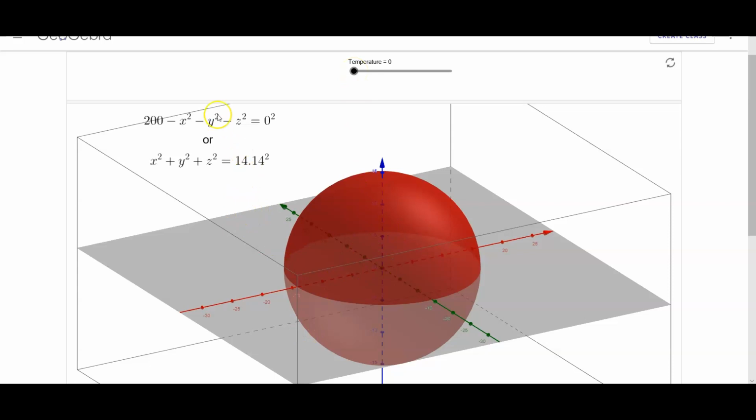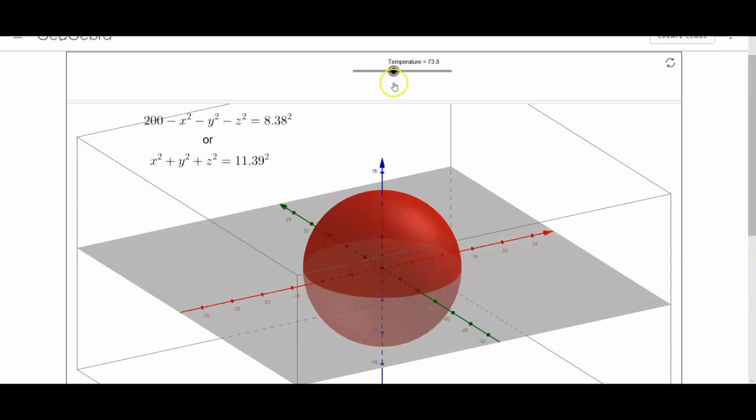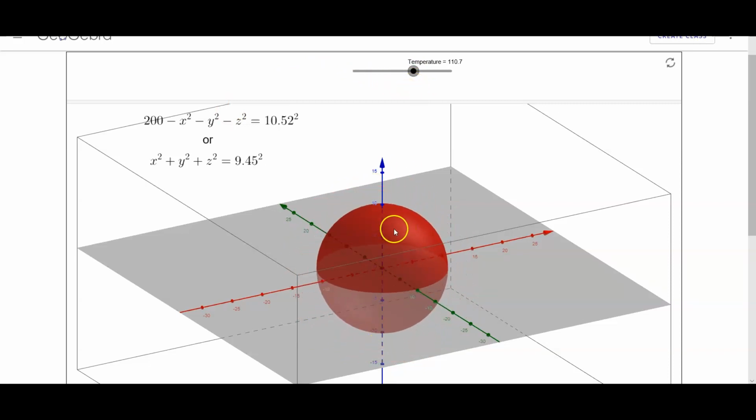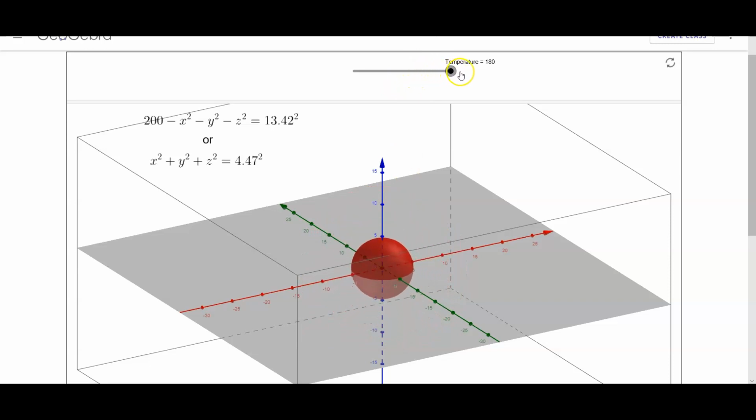So first of all, if you rewrite this and isolate x, y, and z, you have x squared plus y squared plus z squared. And I'll talk momentarily about why we wrote it as 14.14 squared. But if you square 14.14, you get about 200. Okay, so as I begin changing this temperature, let's see what happens. So it's a sphere, and as I make this temperature, let's say 180 degrees, I have a very small sphere.